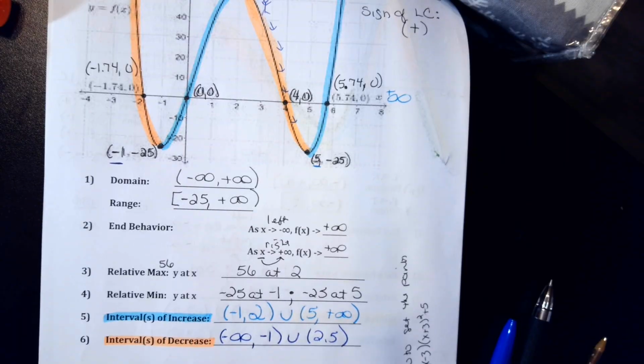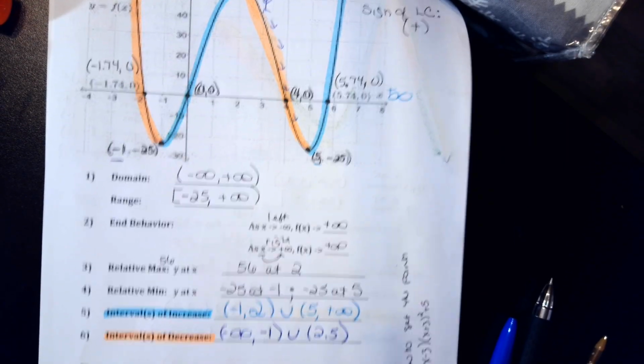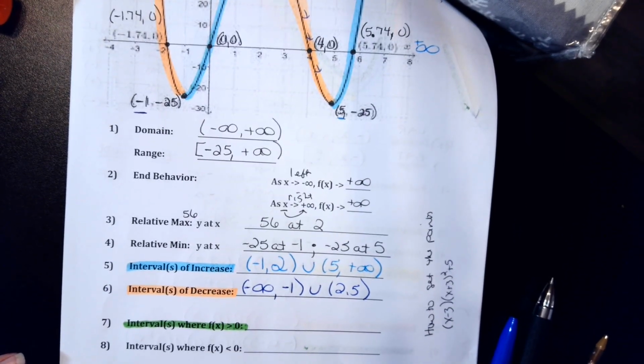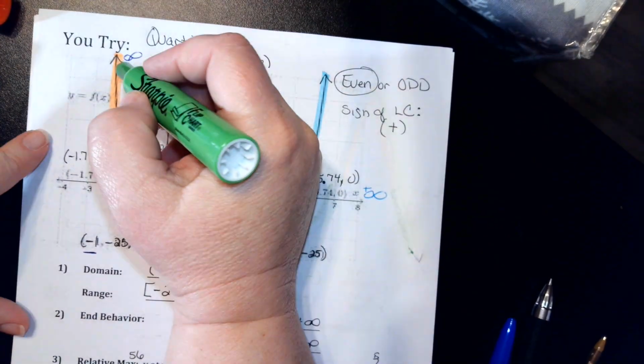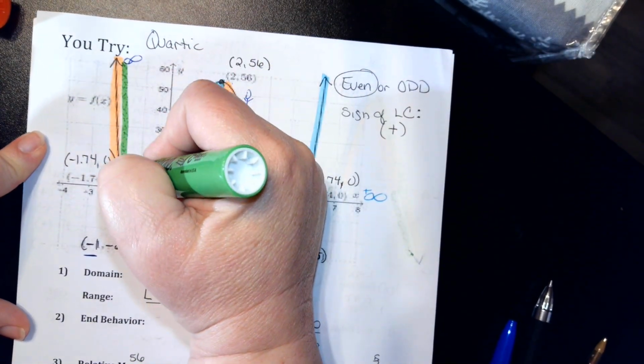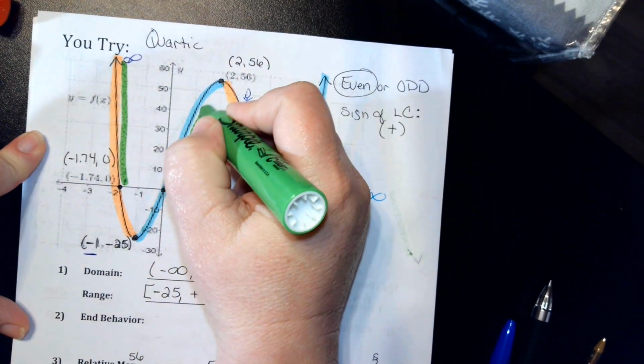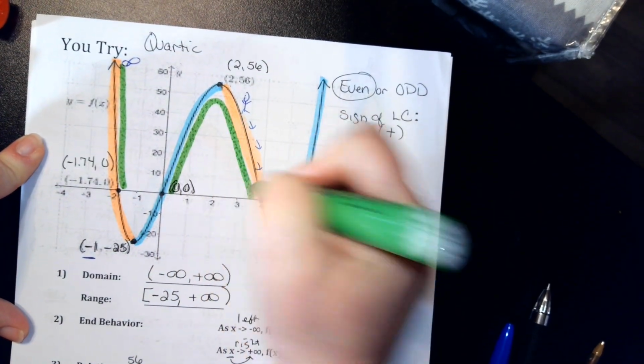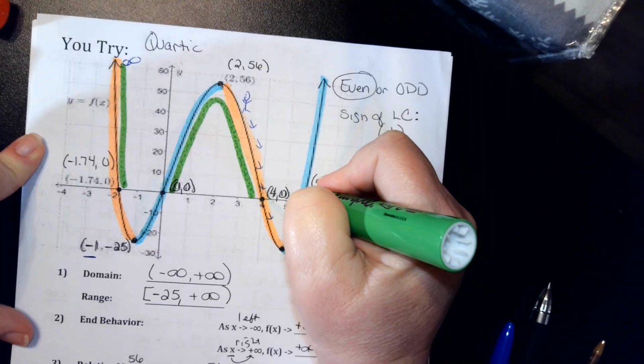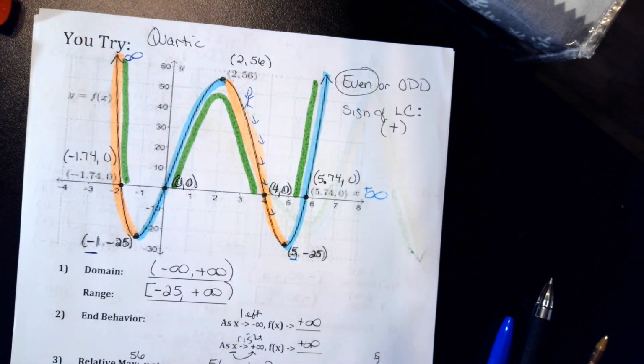Alright, so where is f of x positive? Well, the positive y values are above the x-axis. So it would be this piece right here, because that piece is above the x-axis. It would be this piece right here, because that's above the x-axis. And it would be this piece right here, because that is above the x-axis.